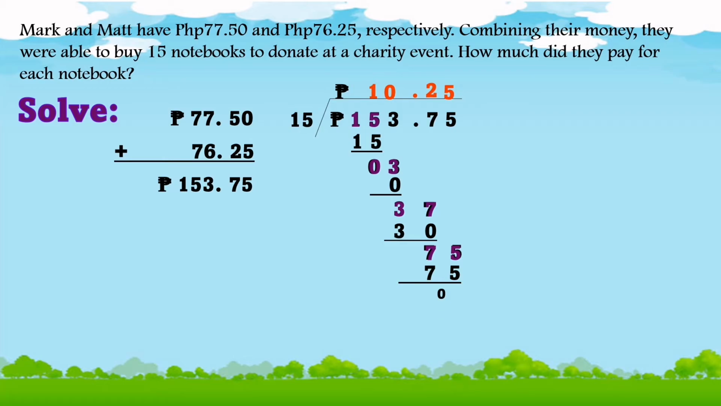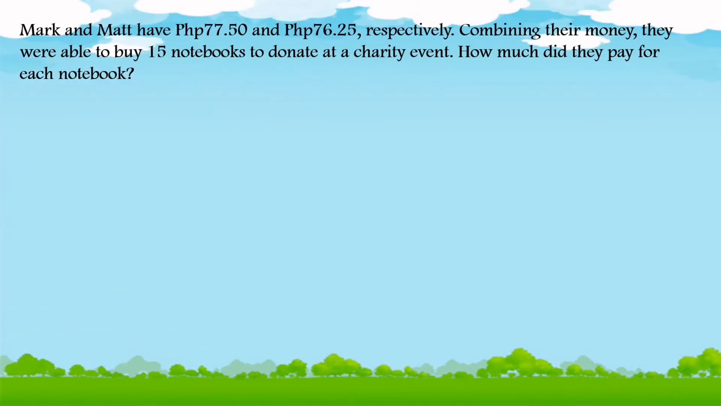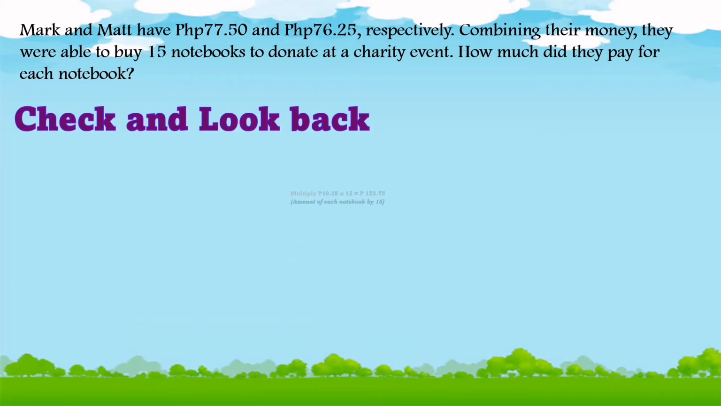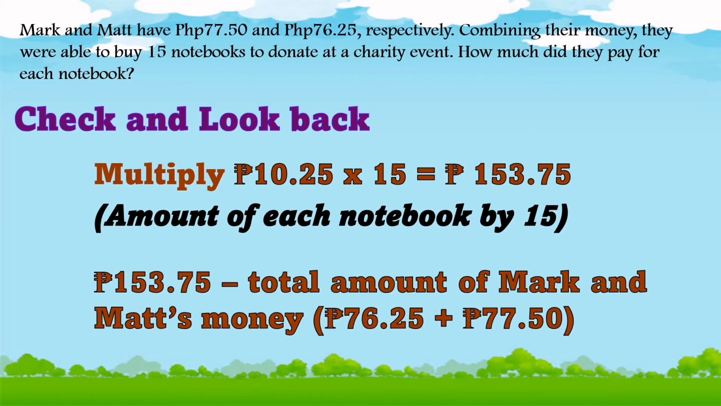So the quotient is 10 pesos and 25 centavos. It means Mark and Matt paid 10 pesos and 25 centavos for each notebook. Next, we have to check and look back. We only have to multiply the total amount of each notebook by 15 to see if we will get the total amount of money that Mark and Matt have.